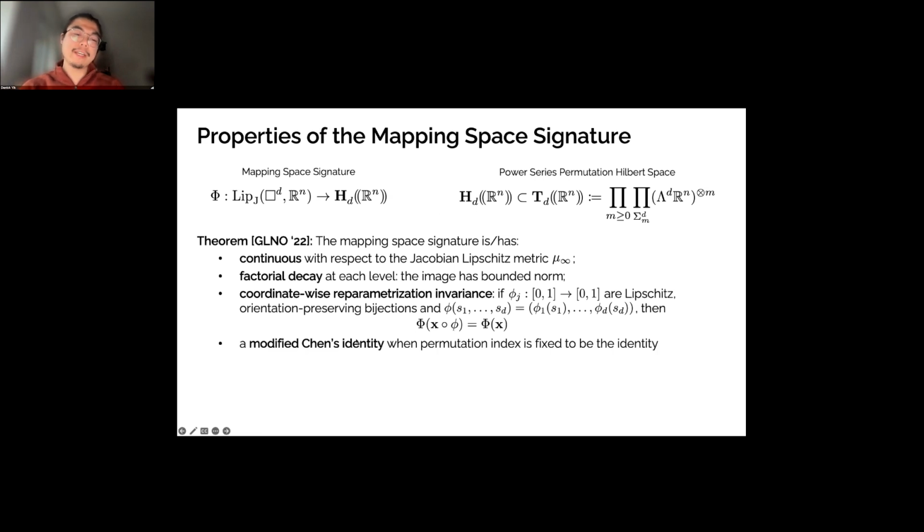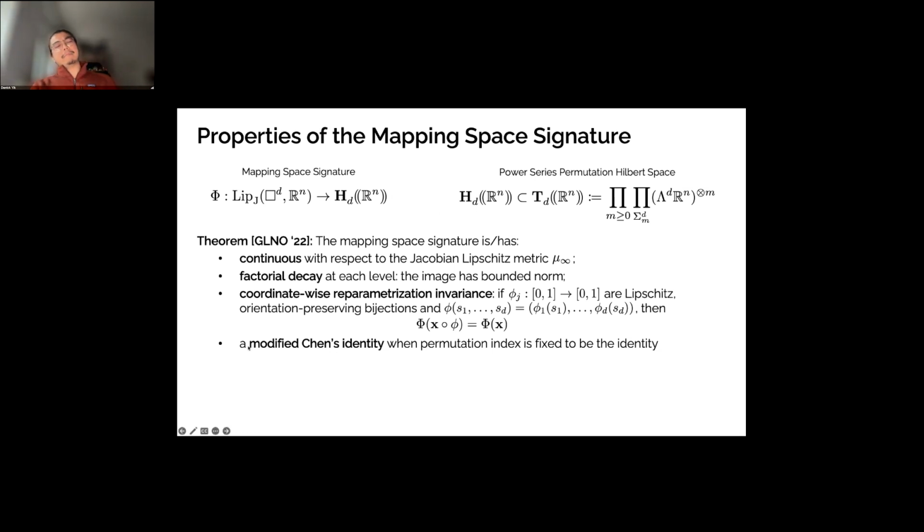We have a modified Chen's identity when the permutation index is fixed to be the identity. What this means is that we don't have a full Chen's identity, which is the algebraic structure that preserves concatenation. So while we don't have a full generalization of this identity, we're able to get a generalization on certain elements of this mapping space signature.